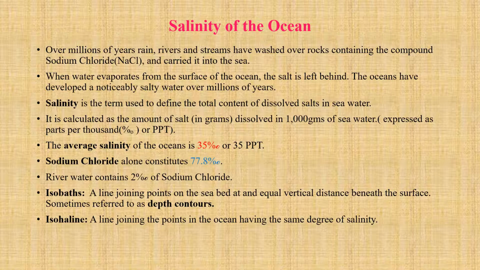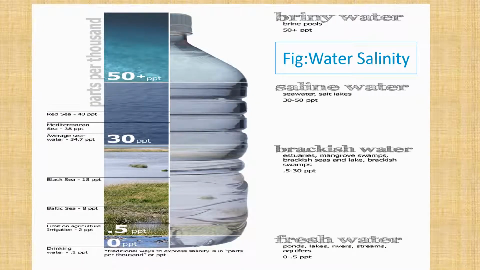Then we go for the next picture. If you look at the picture, you can understand the salinity of seawater. So where do we find fresh water? Fresh water is found in ponds, lakes, rivers, streams and aquifers. So what is the salinity of fresh water here? So 0 to 5 ppt.